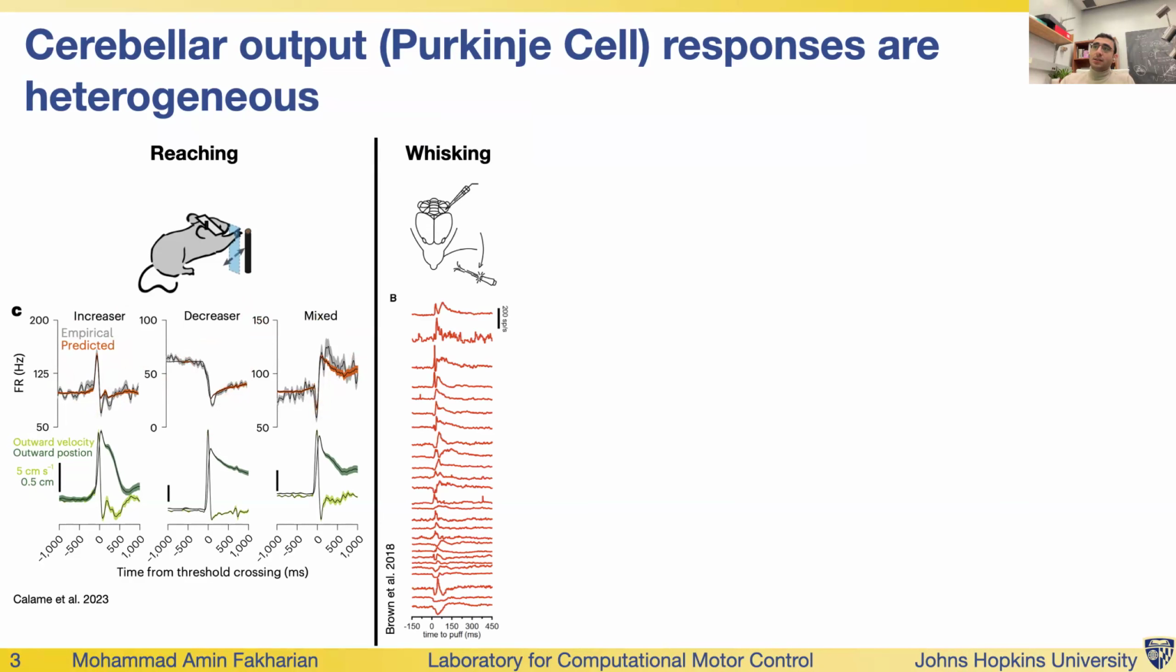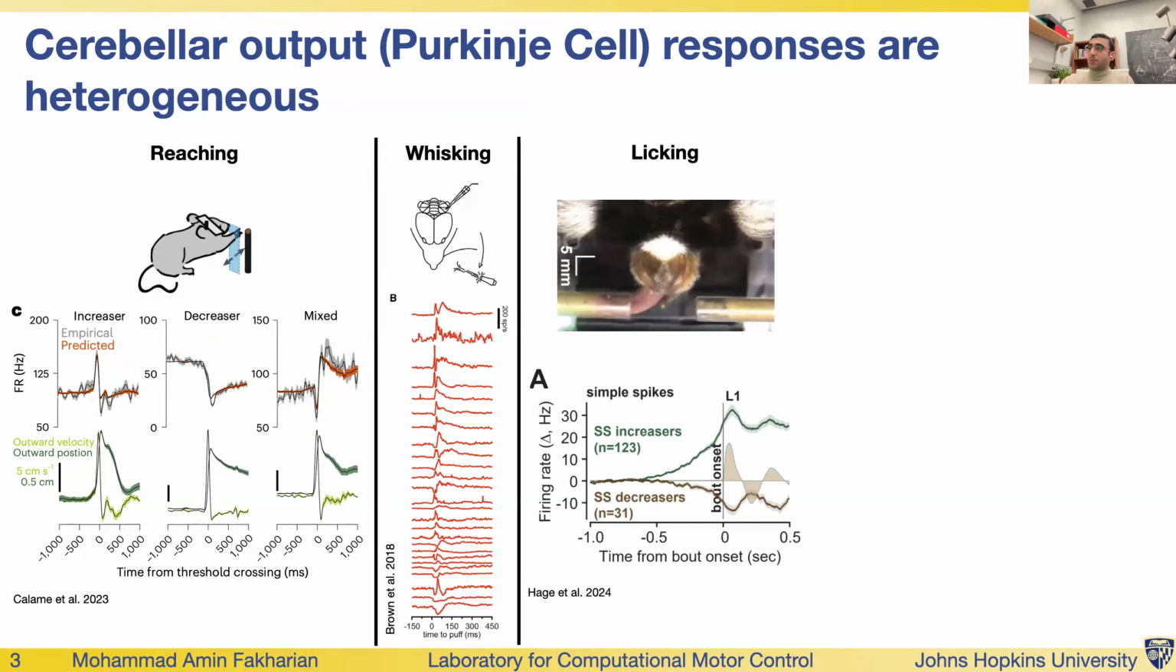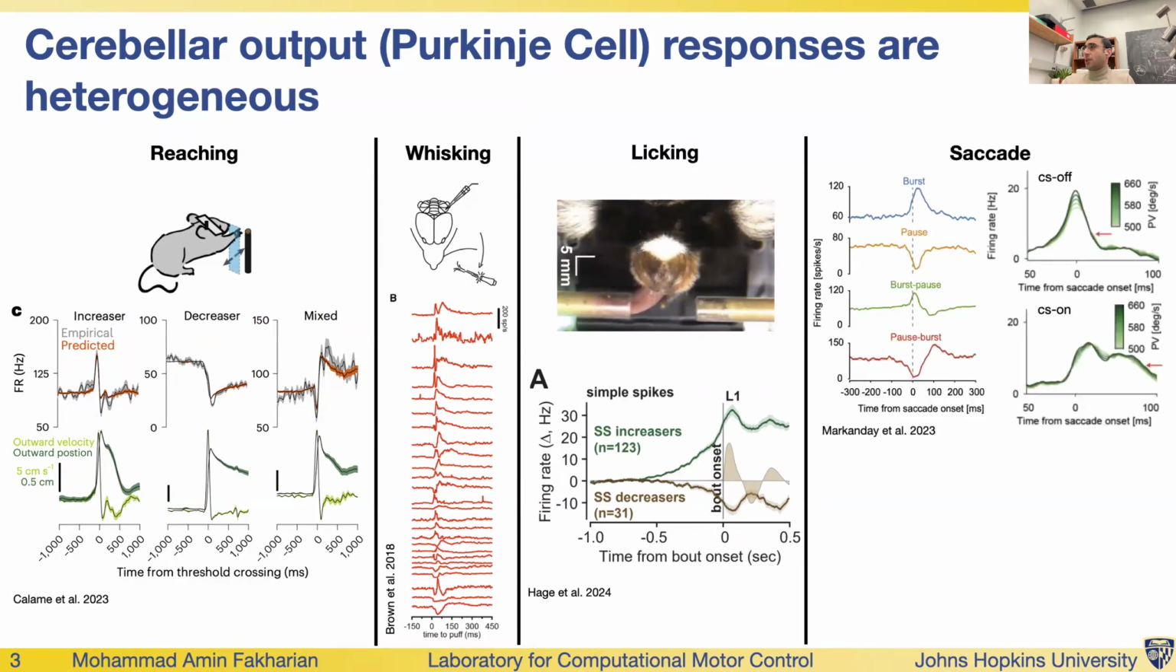In addition to that, this has been seen for whisker control in other parts of the cerebellar cortex for the Purkinje cells. This has been observed in the licking movements. As you can see, some of them are bursting, a group of them are pausing at the onset of the lick movements, and also in saccades. So we have bursters, we have pausers, we have burst-pausers, pause-bursters.